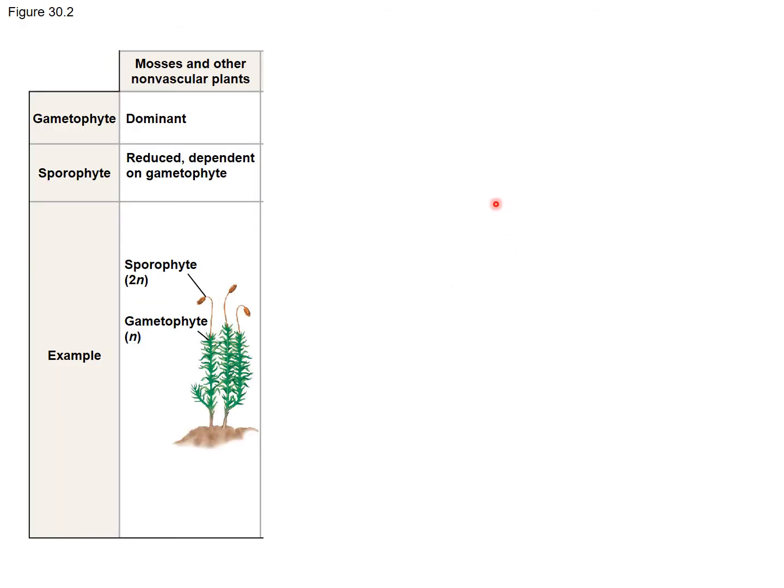Now let's look at the trend again. We're going to start with the seedless plants. Remember, we have the non-vascular plants. The gametophyte was dominant over the sporophyte. The sporophyte is not dominant; however, it is dependent on the gametophyte for nutrition. So we can see the gametophyte here, it's quite dominant. It's much larger, and the sporophyte is quite reduced. Again, the sporophyte here is dependent on the gametophyte for nutrition.